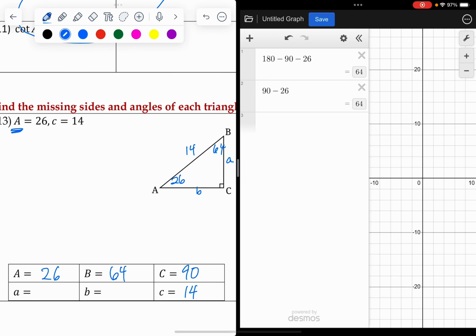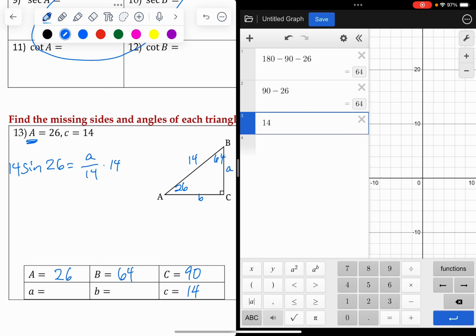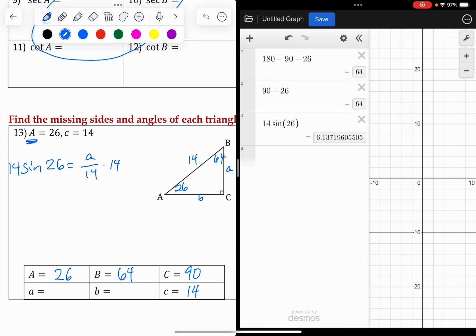Okay, so I am looking for little a. So I'm going to say that sine of 26 is equal to a over 14. That means I can multiply both sides by 14. And 14 times sine of 26, and did I switch my mode? I sure did. I'm in degrees right here. So a is about 6.137. Now let's find B.